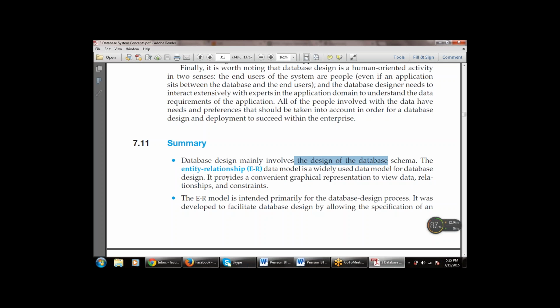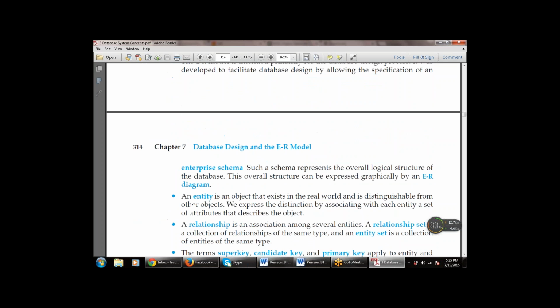The next point is that the ER model is intended primarily for the database design process. If I want to design the database, the ER model is built for the database design process. It was developed to facilitate database design by allowing the specification of an enterprise schema. Such a schema represents the overall logical structure of the database.